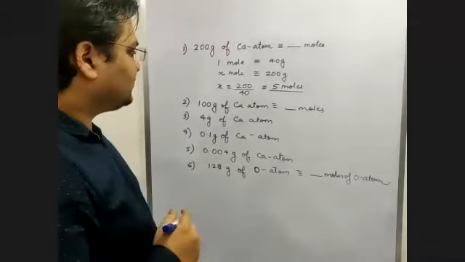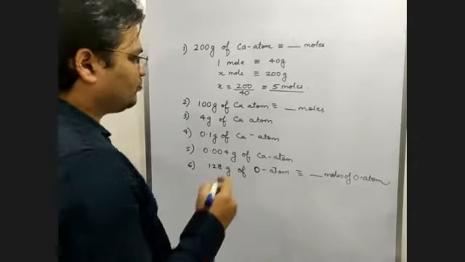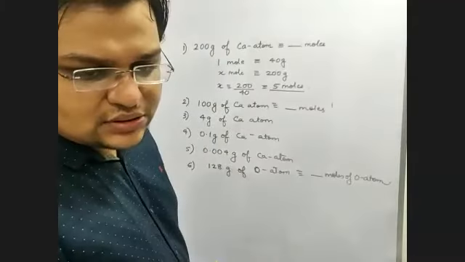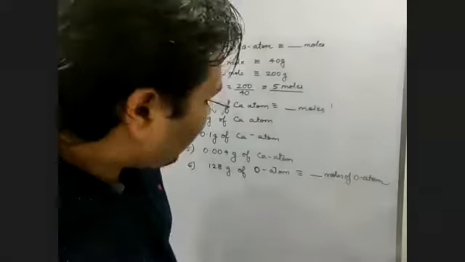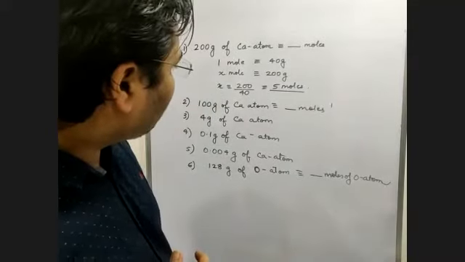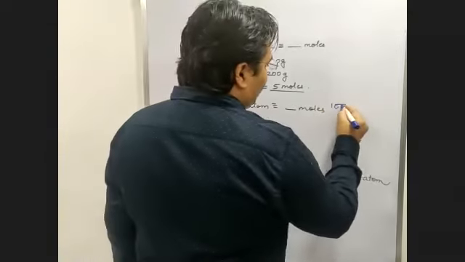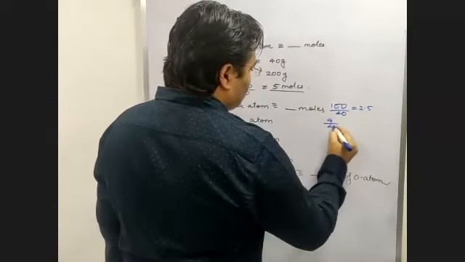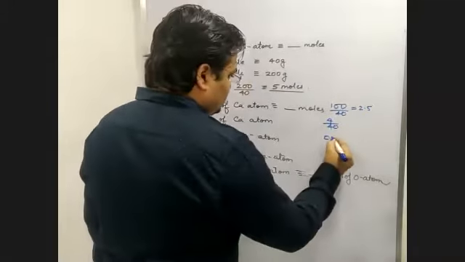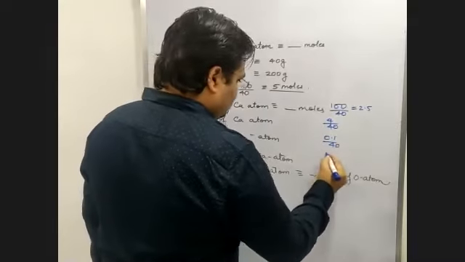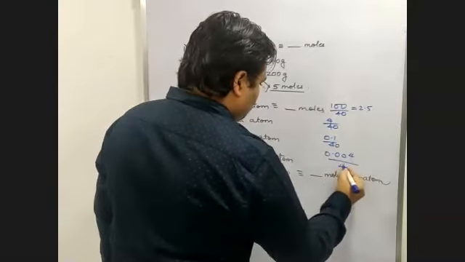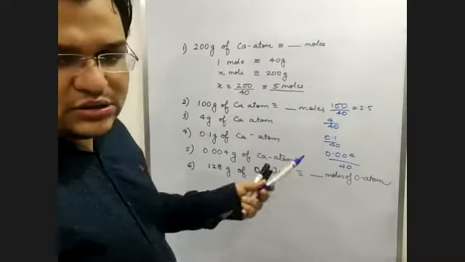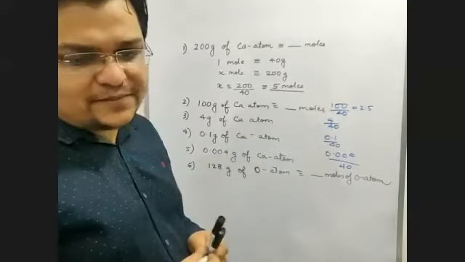Yes, ma'am. What are the answers? For the second one, it's 2.5 or 5 by 2 moles. Then it's 1 by 10. Then it's 1 by 400 or 0.1 by 40. Then it's 0.004 by 40. And then it's 128 by 40. I've just kept it in fraction. Is this right? Just check.